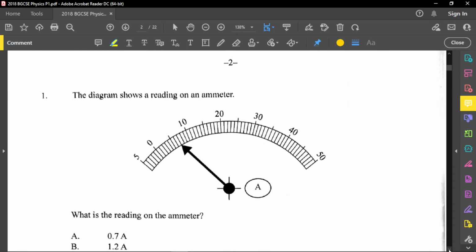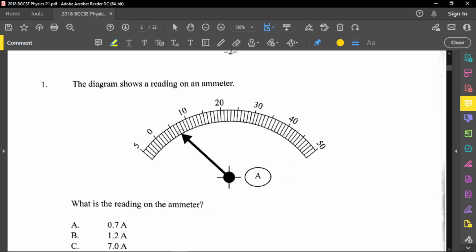In question number 1, the diagram shows a reading on an ammeter. It asks us what the reading on the ammeter is. The first thing you need to do is to check the values of each of the graduations. So look closely and you realize that starting from 0 all the way to 10, there are 10 lines, and therefore each line values at 1 ampere.